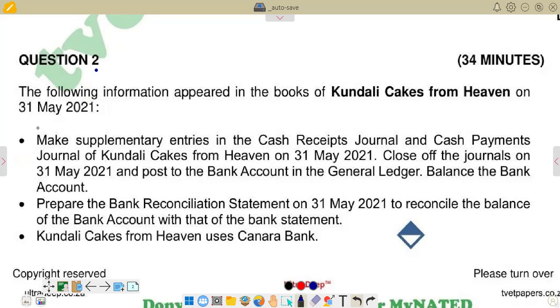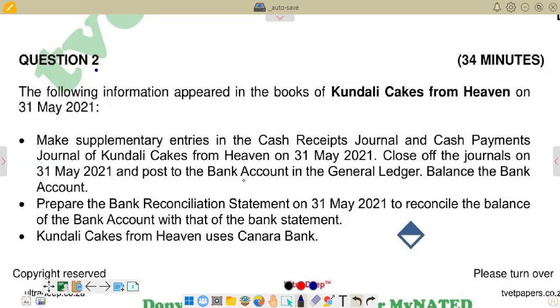Right. The question reads: the following information appears for Cakes from Heaven on 31 May. So we're just going to look at the first part of that question, whereby it reads: make supplementary entries in the cash receipts journal and cash payment journal for the events on 31 May 2021. Close off the journals on 31 May 2021, post to the bank account in the general ledger and balance the bank account. So this is the part that we are going to look at.